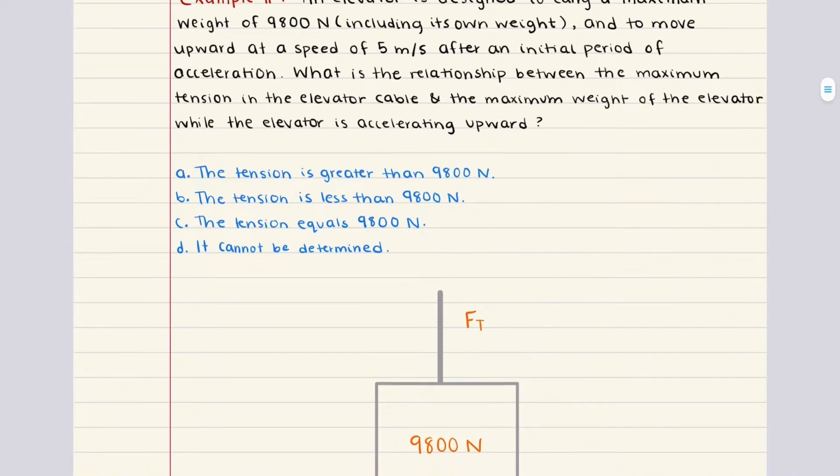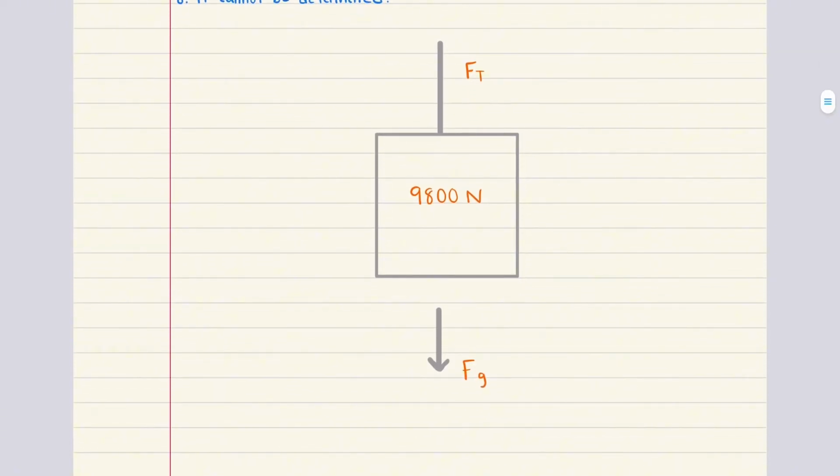So to solve this problem, we're going to need to analyze the forces acting on the elevator as it accelerates upward. And here, there are 2 key forces at play. First, we have our gravitational force. This is the force pulling the elevator downward, and it equals the weight of the elevator. And then we have our tension force. This is the force exerted by the elevator cable to pull the elevator upward. This force has to counteract the gravitational force, and it needs to provide additional force to accelerate the elevator upward.